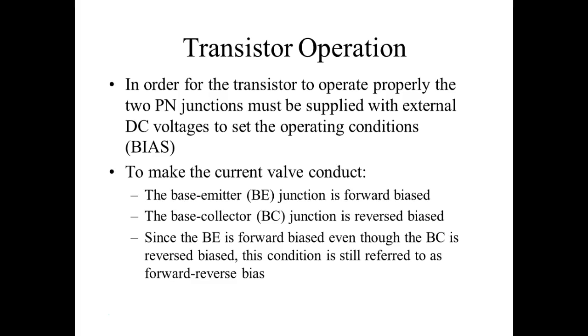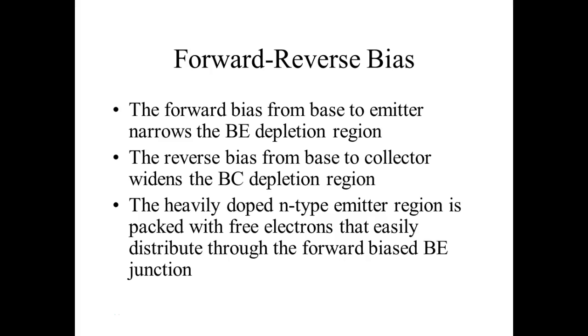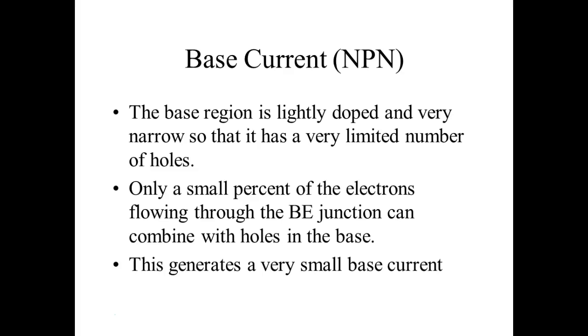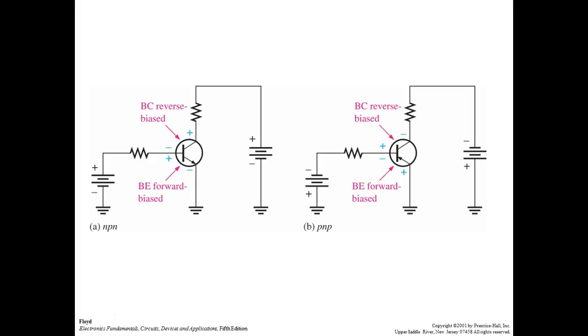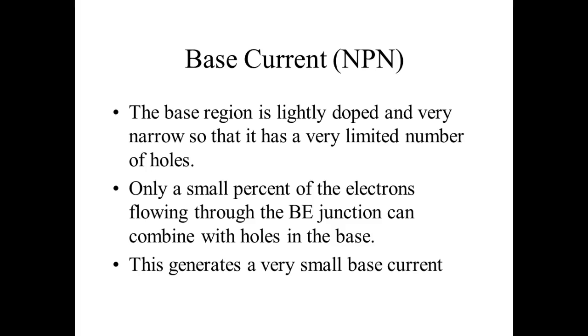Talked about bias. We know bias is DC levels that sets the operating parameters of a solid state device. Reverse bias, forward bias. So to make the bipolar junction transistor work, we forward bias the base-emitter, and we reverse bias the base-collector, right? Everybody okay on that?